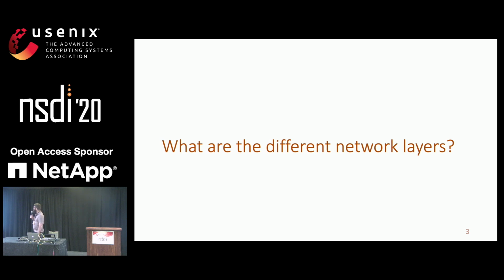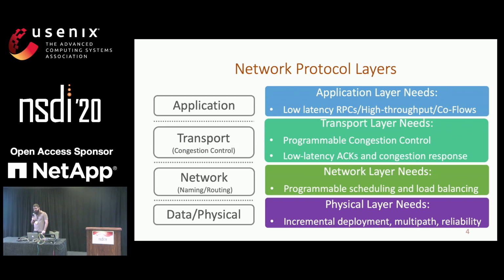Okay, what are the different network layers? I've been teaching introduction to networking this semester, so this feels very familiar. We're going to go over this quickly. I don't like the OSI 7-layer model, so we're going to break it down to the 4-layer model: a physical layer, a network layer, a transport layer, and an application layer. At the top, we have applications that typically need low latency RPCs, high throughput, and cooperative scheduling, and general programmability. A thing we're going to skip or get to later is the need for high throughput across all of these layers.